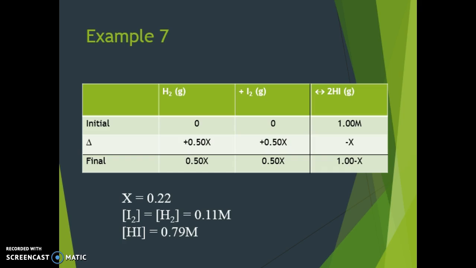Although these problems are not necessarily super difficult, they can be a little tedious. You should be exceptionally careful to make sure that you're defining your change to the concentration with respect to those coefficients up top. And don't forget to include those coefficients in your Kc calculations as those exponents. It does count in both places. That's, I think, the most difficult thing to get used to.